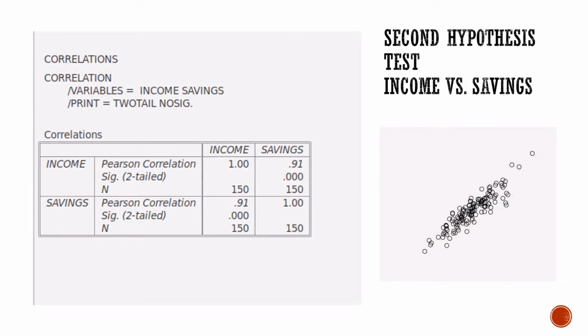Here's our second hypothesis test. We have income versus savings, and to the left you can see our correlation. Our variables are income and savings, and you can see our Pearson correlation is 0.91 with a tail of 0.000. On the right-hand side is the scatter plot graph; if you draw a straight line through there, you can see that there is an upward trend. So we can see they should have a correlation.